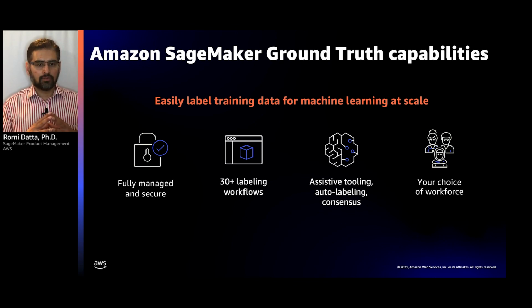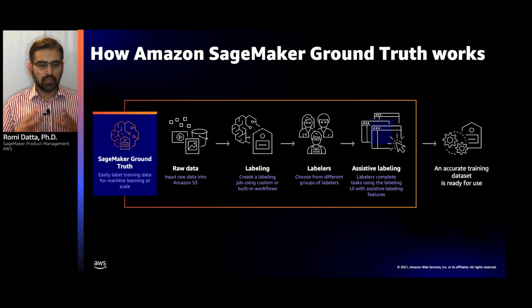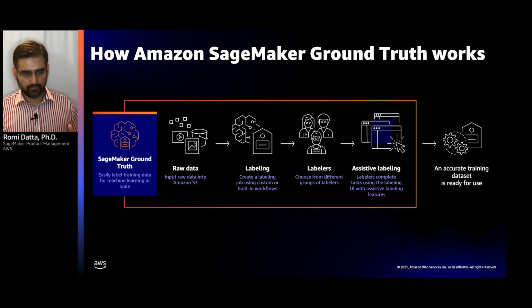This is how SageMaker Ground Truth works. You take the raw data, you put it in S3. You can use one of the built-in labeling workflows from Ground Truth or create a labeling job using a custom workflow. You can choose from different groups of labelers after that, and those labelers complete the tasks using the labeling UI with assistive labeling features. And at the end of the process, you get an accurate training data set which is ready for use.